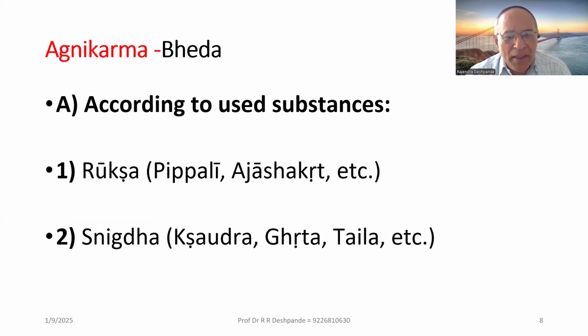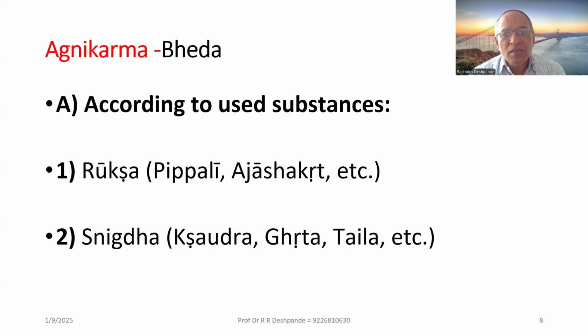Agni Karma Bheda, or Agni Karma types. This depends on the substances that you are using. For example, Ruksha Agni Karma and Snigdha Agni Karma. Ruksha means dry. Ruksha Agni Karma is done whenever there are excessive secretions, a lot of Kapha problem, and Snigdha Guna has increased. So we have to do the cautery or Agni Karma with a more predominant property of Ruksha, or dry. So Pippali is used and Aja Shakrita can be used.